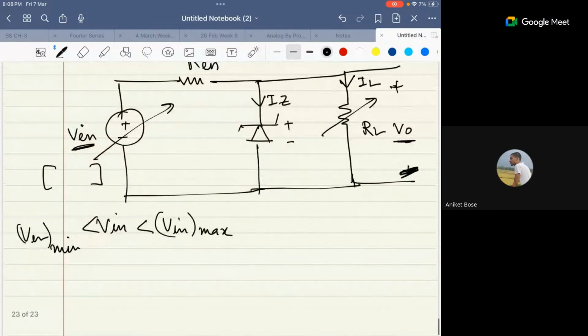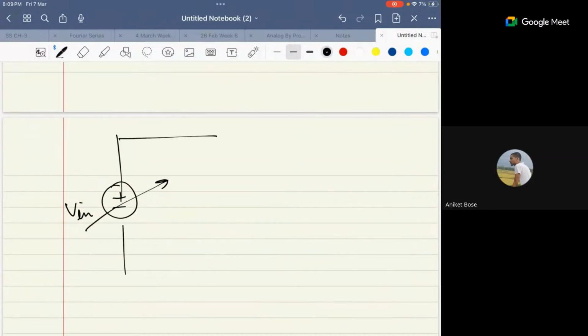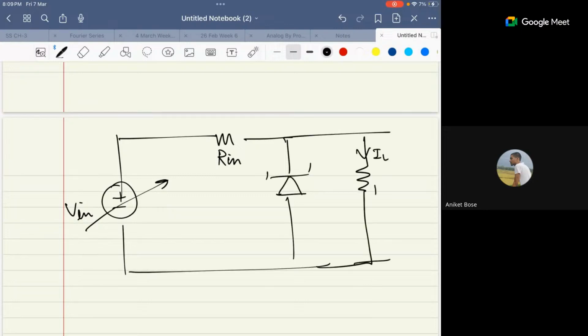See, I'll just deal with the first problem where your V input is variable. You are varying the V input. You have a resistance R input, and you have a Zener diode. This is the IL current, this is RL. So now what I'm doing is fixing RL. I fix the value of the load resistance. Just give me a second.